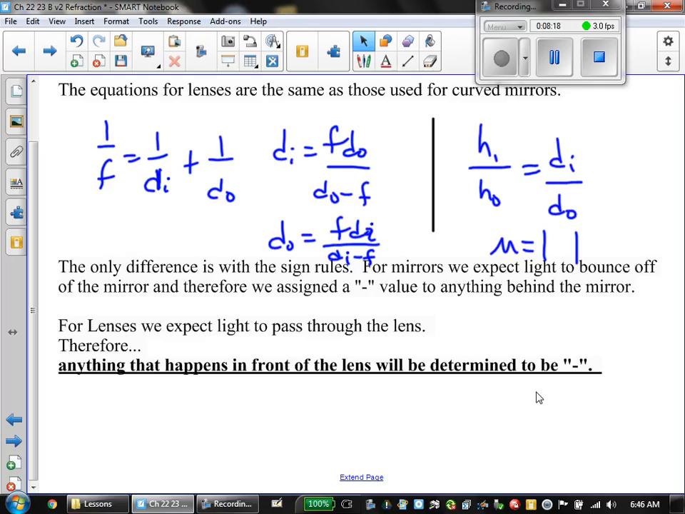Different books do it differently. I use the method I use, and again, you can choose to use my method or a different method. It doesn't matter, but just be consistent in how you apply the sign rules.